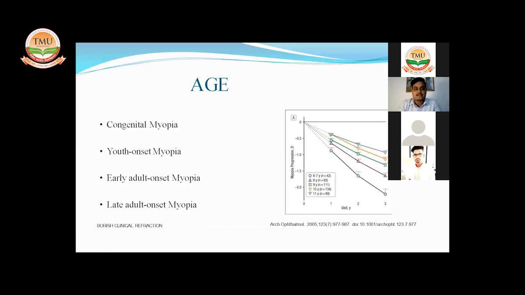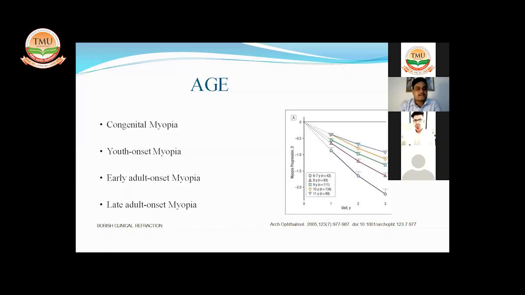when the child's age and height are growing. According to that, it is categorized into four parts. First one is the congenital myopia. Second one is the youth onset myopia. Third one is the early adult onset myopia. Fourth one is the late adult onset myopia.